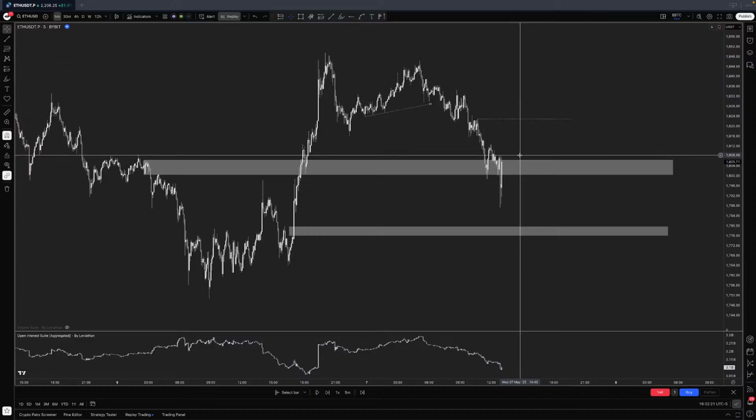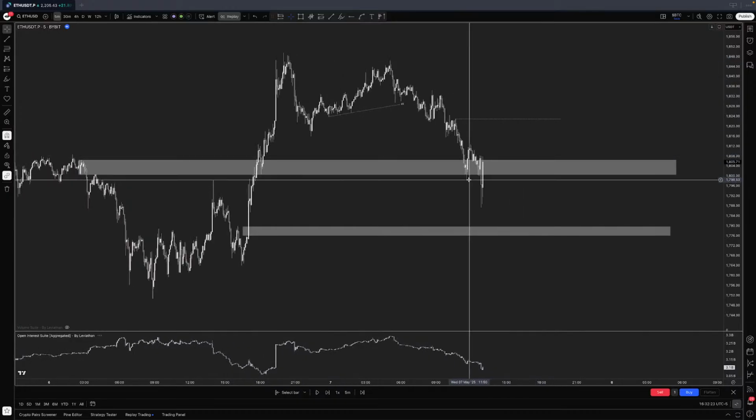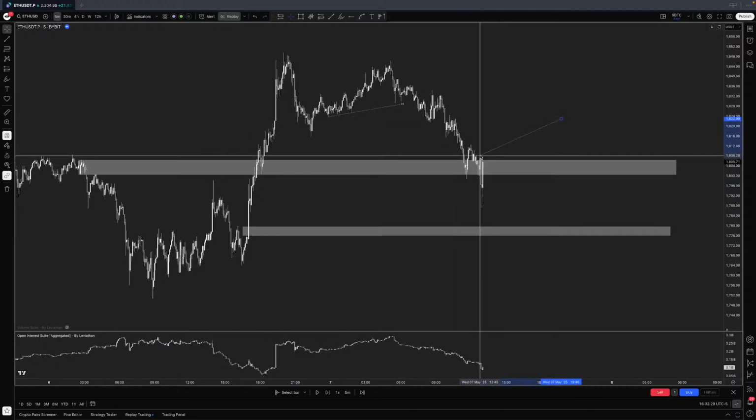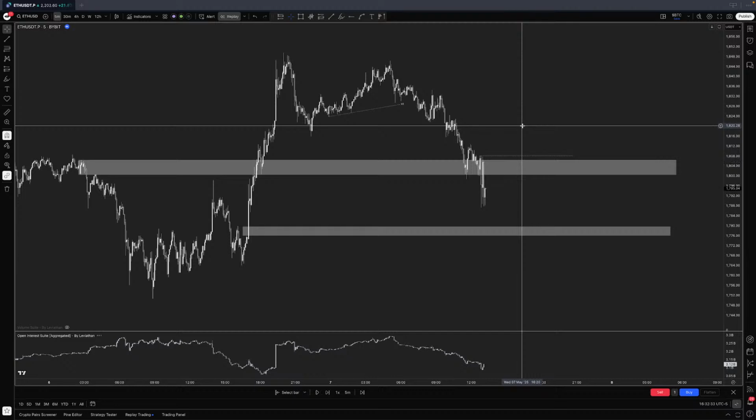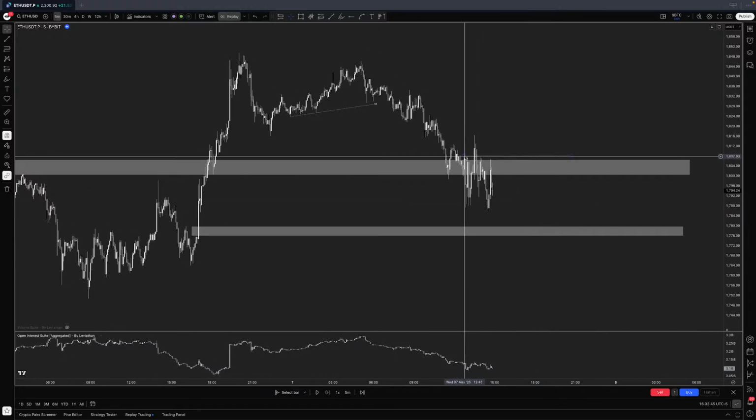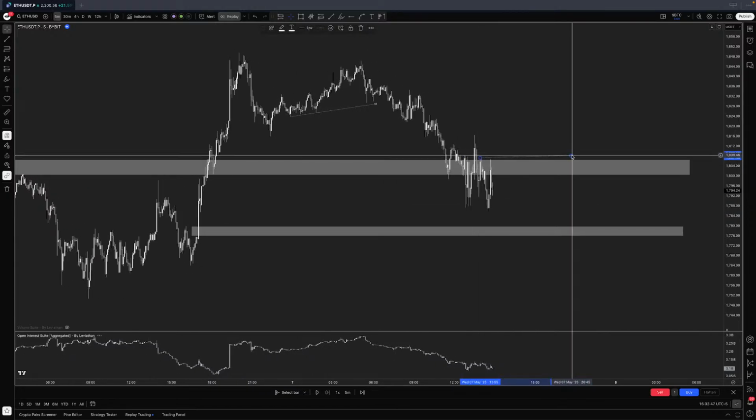Now I have a new level because you see this low has been taken. So the new level I need to be taken is this one. Okay, we have a failed auction over there. A new low has been made. And the new level I need to be taking is this one.